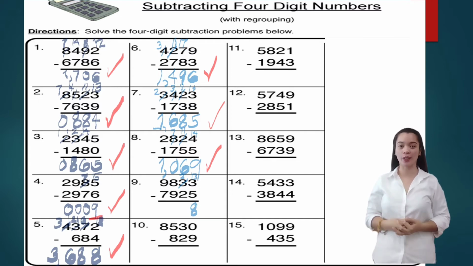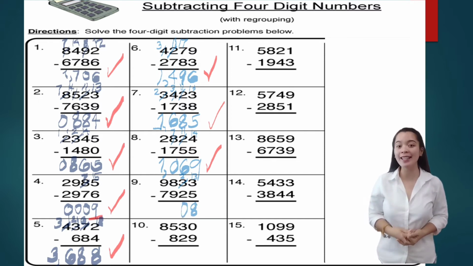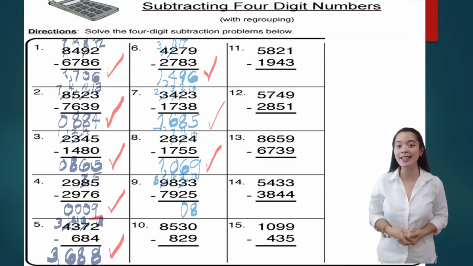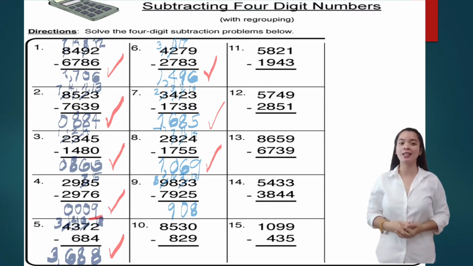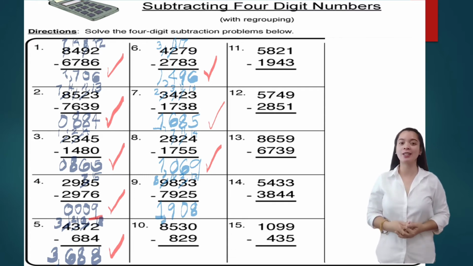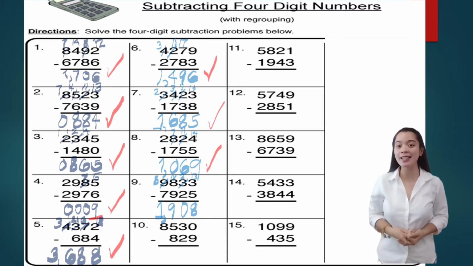2 minus 2, 0. 8 minus 9 cannot be. So let's borrow from 9. 9 becomes 8 and 8 becomes 18. So 18 minus 9 is equal to 9. 8 minus 7 equals 1. So our answer is 1,908. Good job, kids. Who got the correct answer? Check.